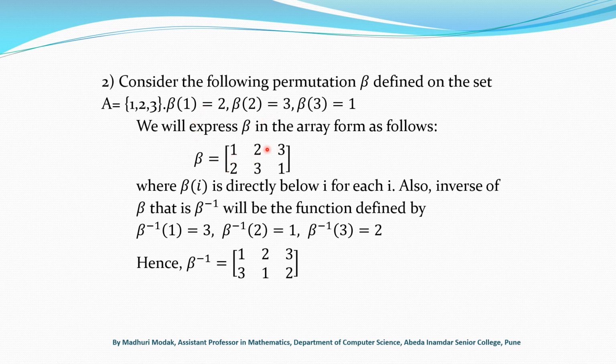And how to write inverse? Again the domain set is 1, 2, 3. Beta inverse of 1 is 3, so we have written below 1 as 3. Then beta inverse of 2 is 1, so below 2 we have written 1. And what is beta inverse of 3? It is 2. So we have written it below 3 in the second row.